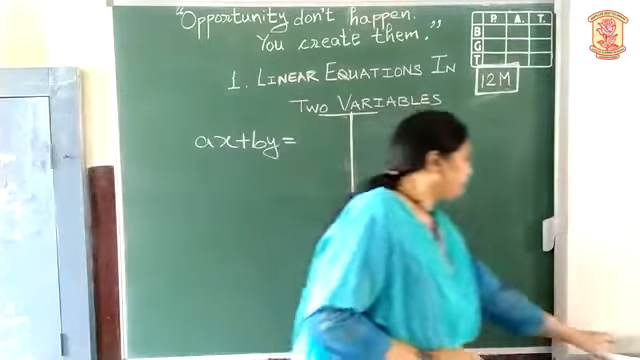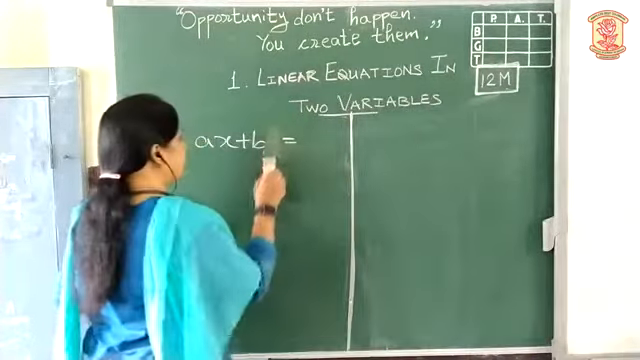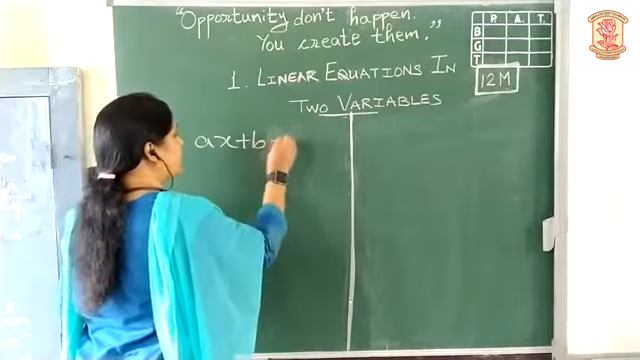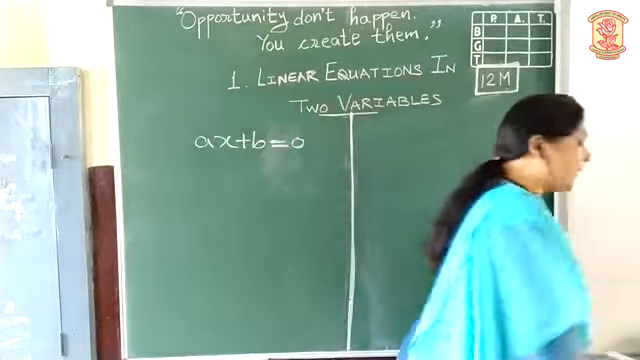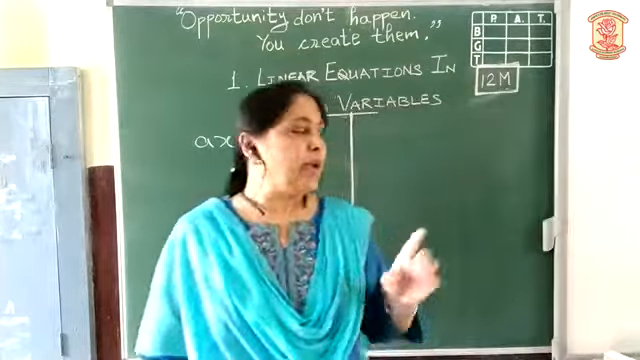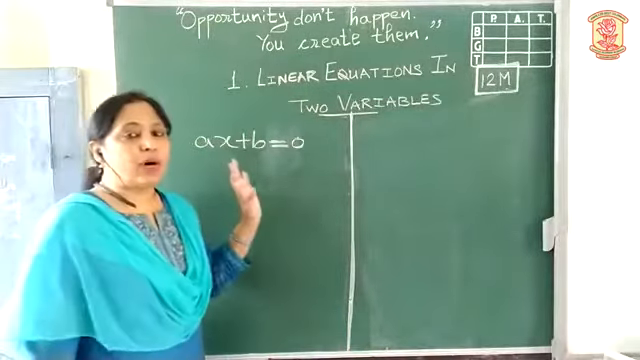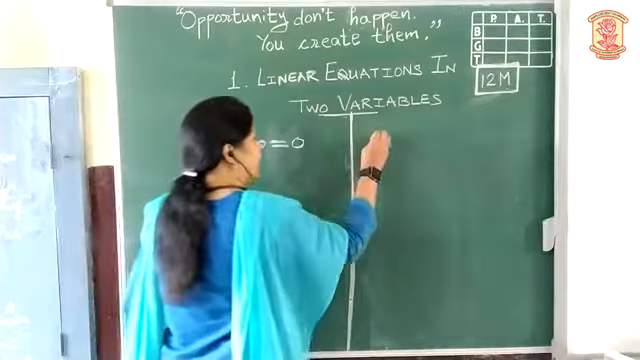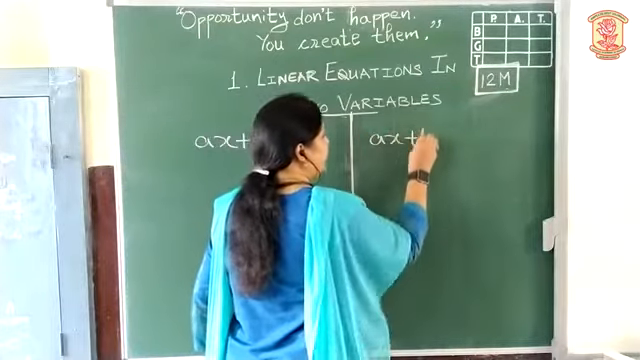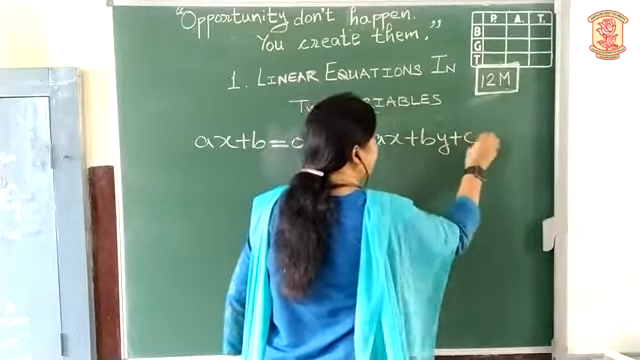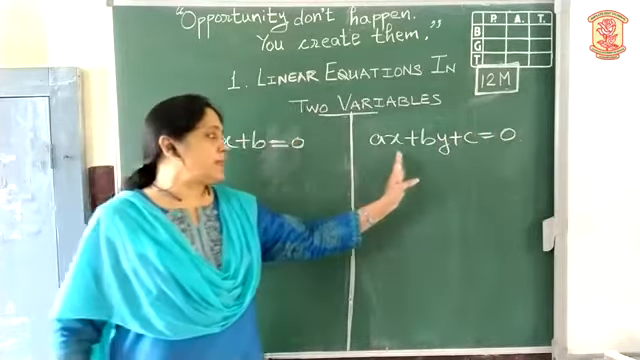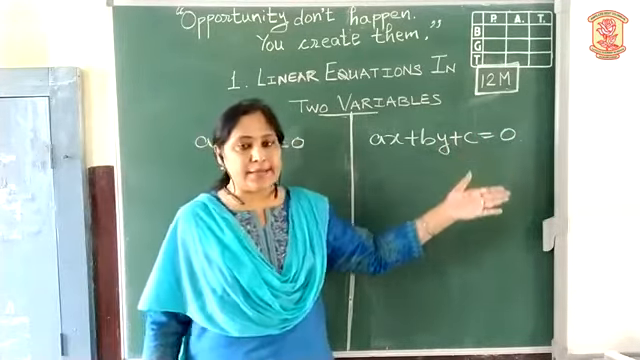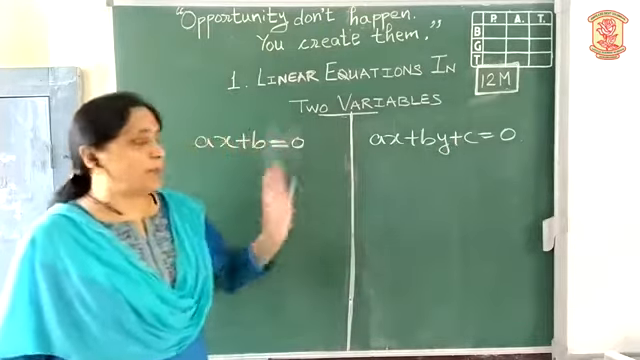This one, that is ax plus b equals to 0, is a linear equation in one variable, the equation that we have been solving in the lower classes. And ax plus by plus c equals to 0 is the linear equation in two variables x and y that we are going to see in this chapter.